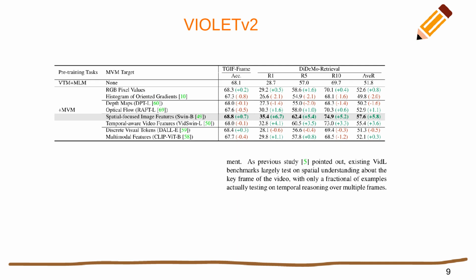Additionally, it is observed that there is no merit in combining different masked visual modeling targets, and doing so will lead to downstream performance decrease. Also, as a minor but relevant note, the paper brings attention to the fact that focusing more on spatial details of each frame will bring about performance improvement on visual feature targets. This actually concurs with the observation that existing video language benchmarks focus more on the spatial understanding of key frames of the video, and only a small fraction actually test on temporal reasoning over multiple frames.